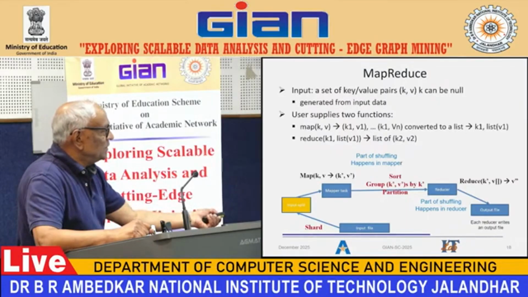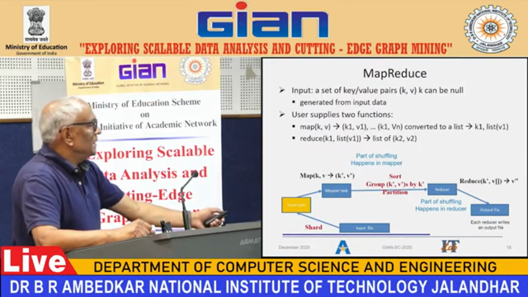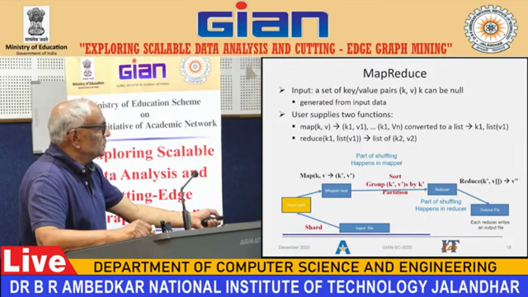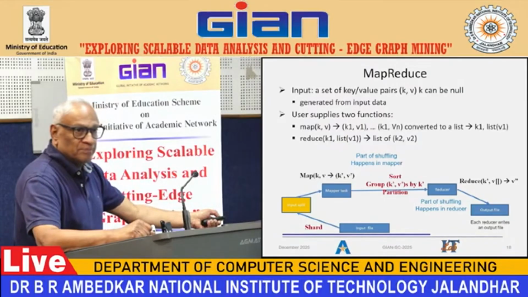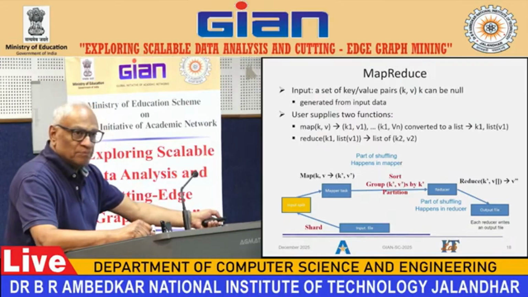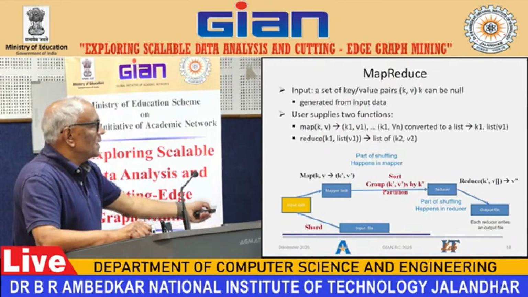And then the magic happens here. This is what we call shuffling. And in this, it does a lot of things. Part of shuffling happens in the mapper, part of shuffling happens in the reducer. In the process, it does sorting, it does grouping, and it does partitioning. And once all of it is done, then it goes to the reducer node, and then you get the output file. So this is what happens.